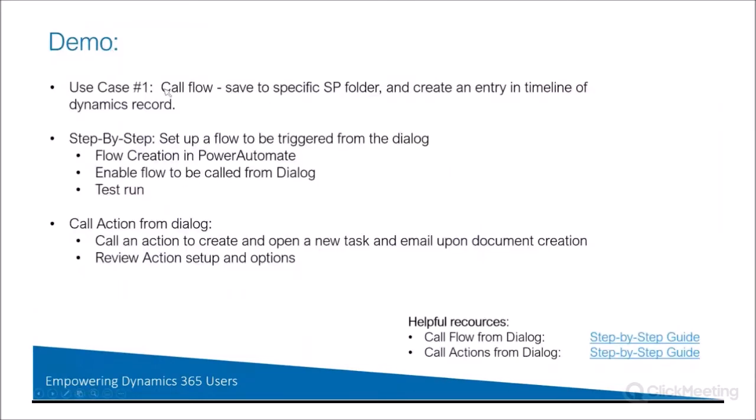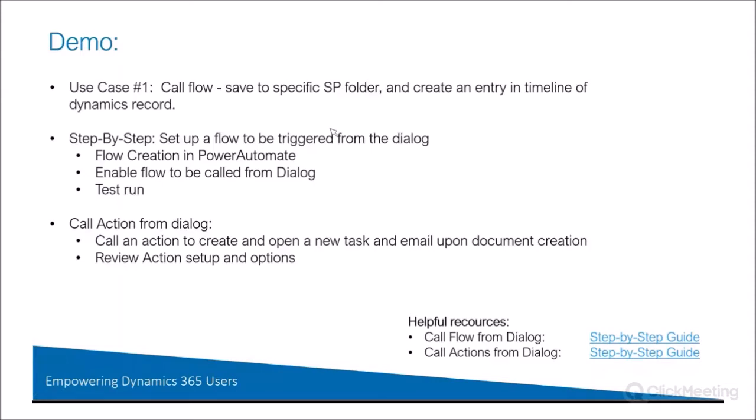Okay, so today for the demo, the first thing that I'm going to do is just show you what this thing can do. So basically we're going to call a flow to save to a specific SharePoint folder and create an entry on the timeline record of that Dynamics record. Then I'm going to show you a step-by-step of doing exactly what I did. It's a really simple example, just so you can get a good understanding of some of the things that you can do with it.